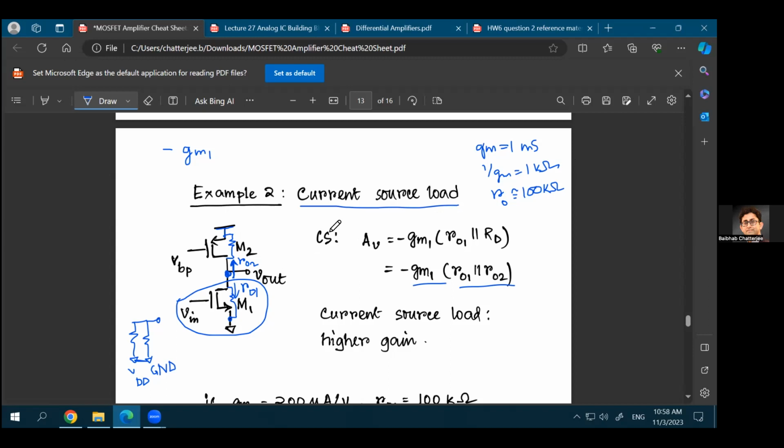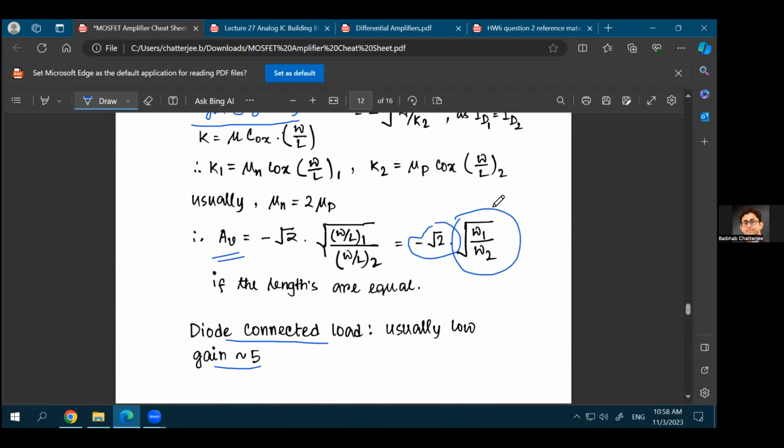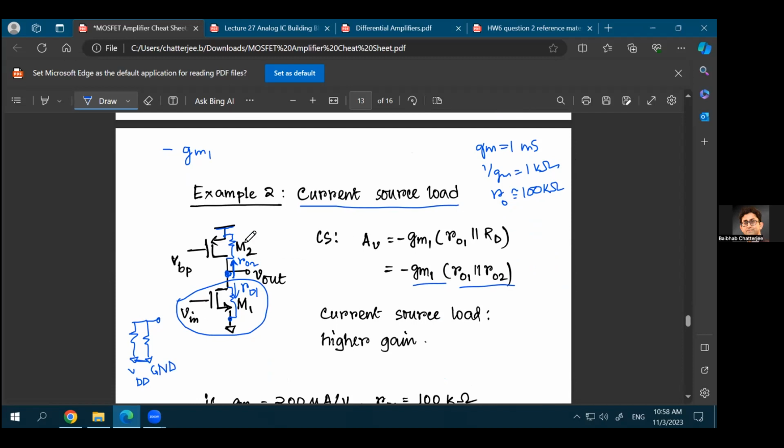So if you want more gain, use a current source load. Don't use the direct connected load. Direct connected load can give you a gain of, let's say, 5, 7, maybe at max of 10. But if you want a gain of much more than that, use a current source load.